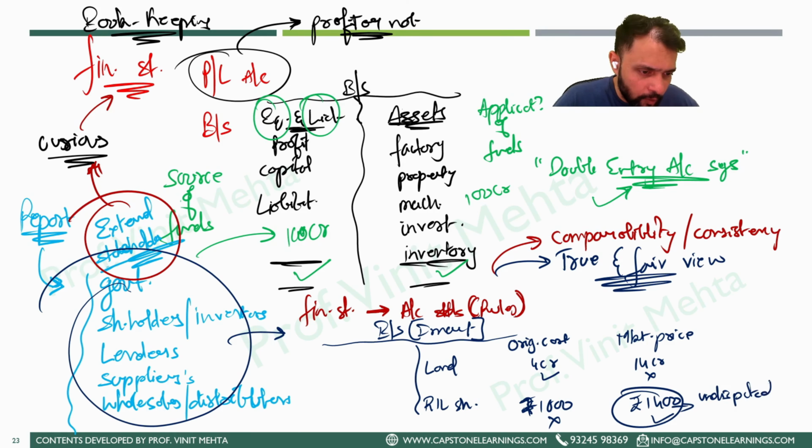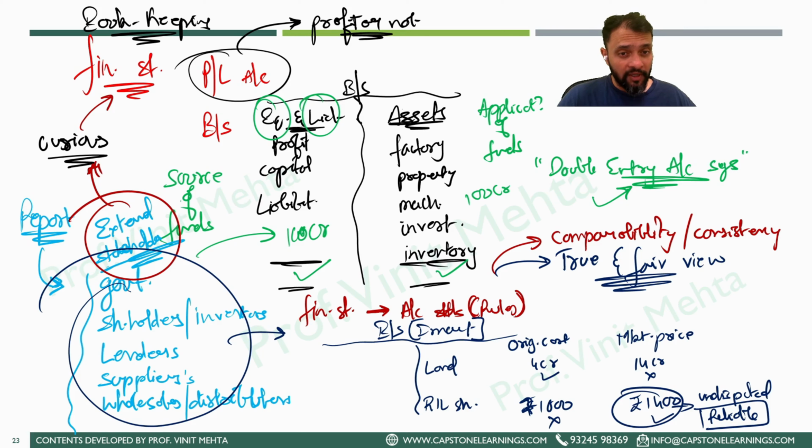And why is it undisputed? Because it is reliable. You trust the mechanism, you trust the stock exchange or the stock market, and you realize that the mechanism through which the stock market has determined the price of 1400 is reliable, right?